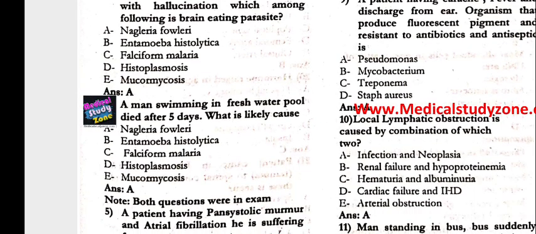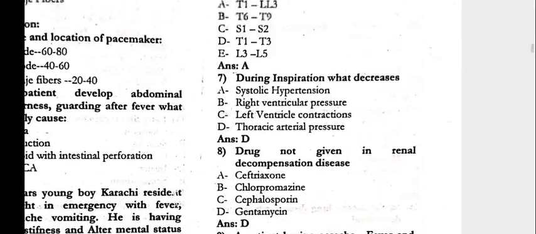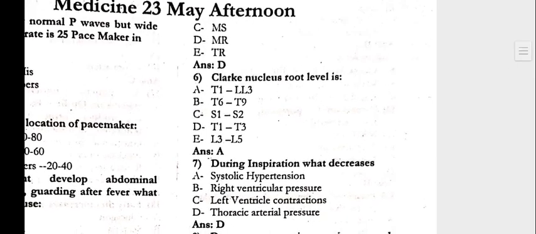Next, a man swimming in a freshwater pool died after 5 days. What is the likely cause? Naegleria fowleri again. Question number 5, a patient having a penicillin murmur in atrial fibrillation. He is likely suffering from mitral regurgitation.